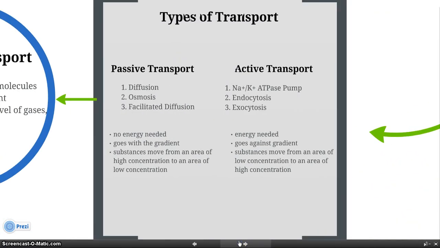Active transport is a little bit different than passive. The three types we're going to talk about are the sodium-potassium ATPase pump, endocytosis, and exocytosis. Energy is needed in the form of ATP since the molecules travel from a low concentration to a high concentration, or what we call against the gradient. This is like riding your bike up a hill. Energy is needed since you must pump your legs, and you are also moving from a low area to a high area.